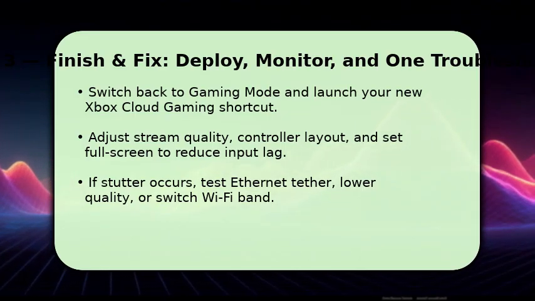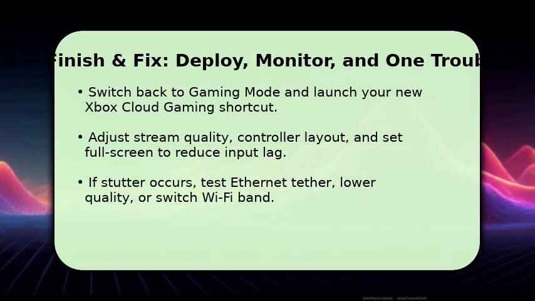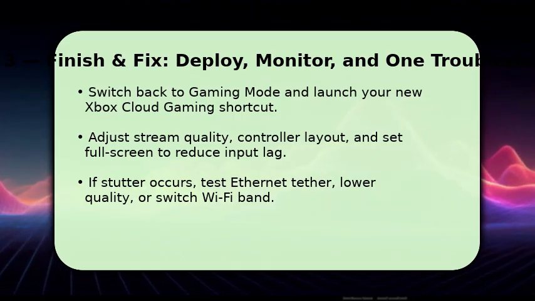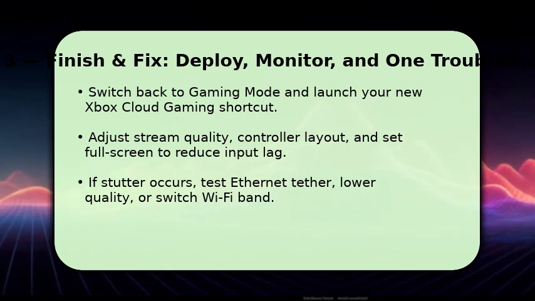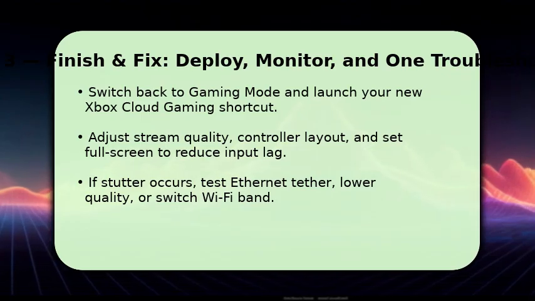If you experience stutter or disconnects, try an Ethernet tether or a 5 GHz band, reduce stream resolution, and verify your router's NAT type. That single step often fixes streaming issues quickly.